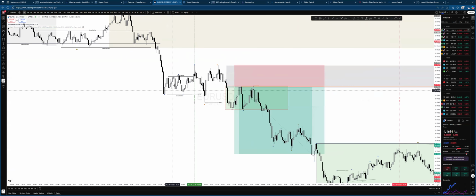Consolidation happened. This is all Frankfurt. New York, London's about to start. We had an inducement high and inducement low. So we know that the consolidation range is done. Price came up, created these relative equal highs, but it didn't sweep above this one, and it came down. We had a break of structure. So this was my change of character.